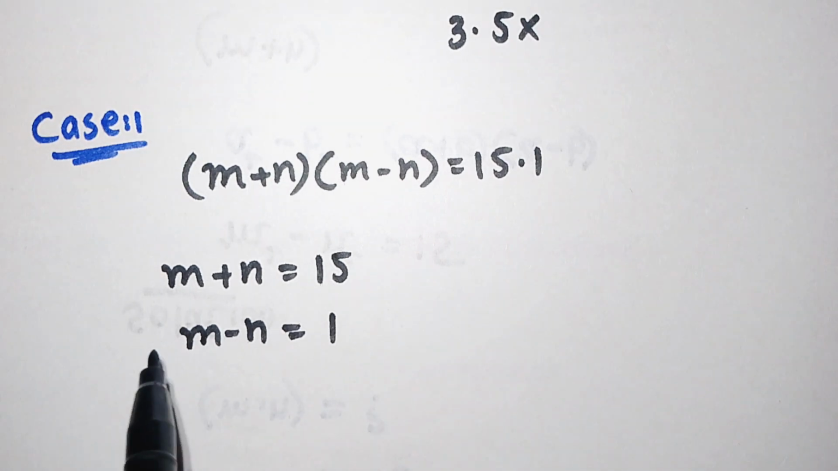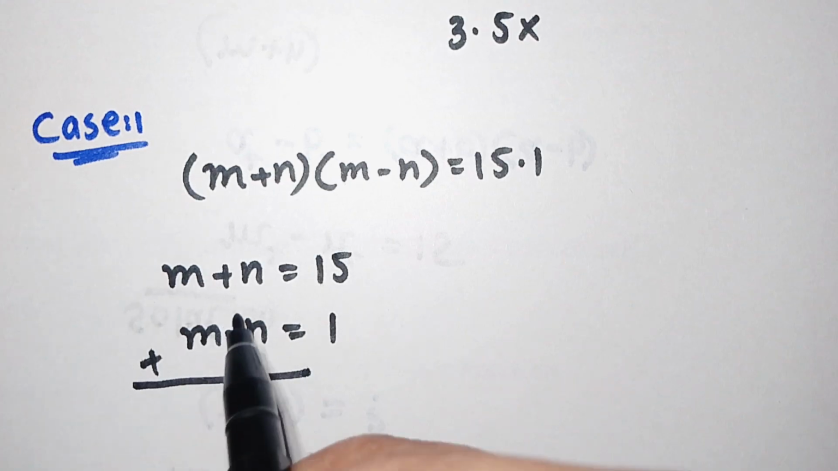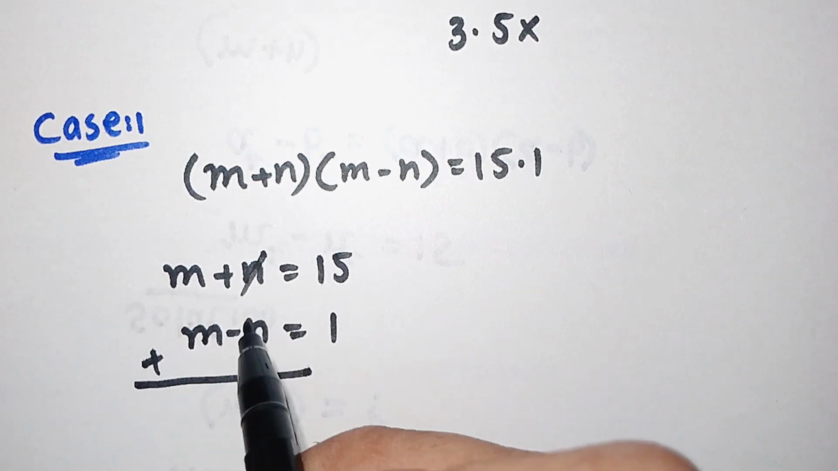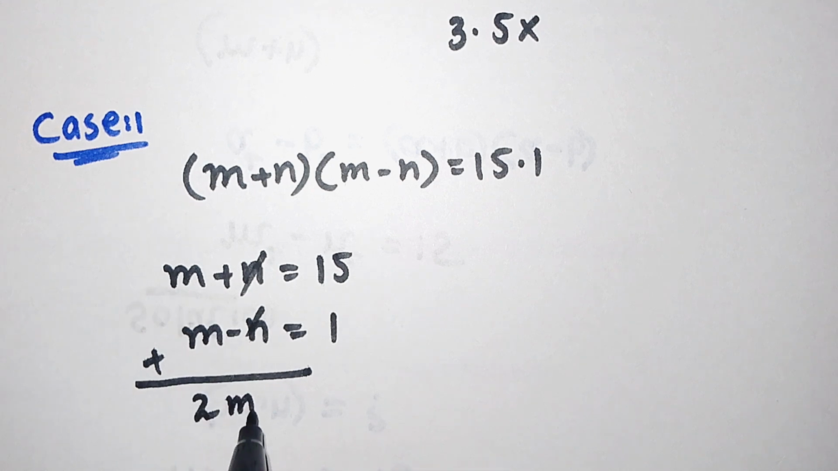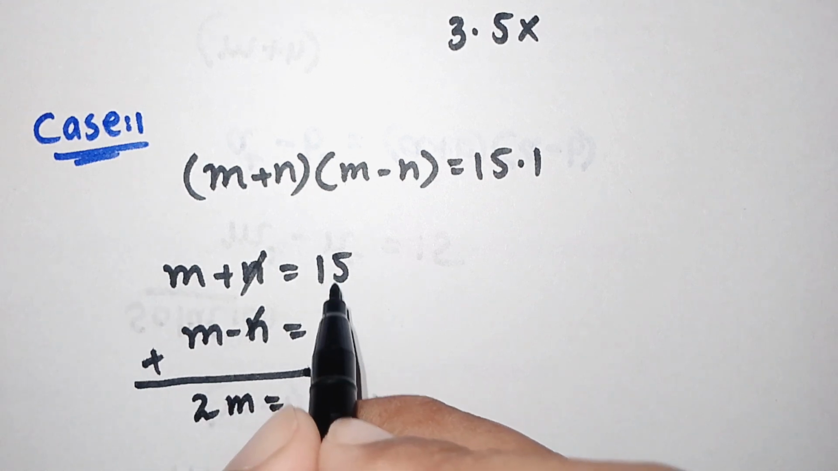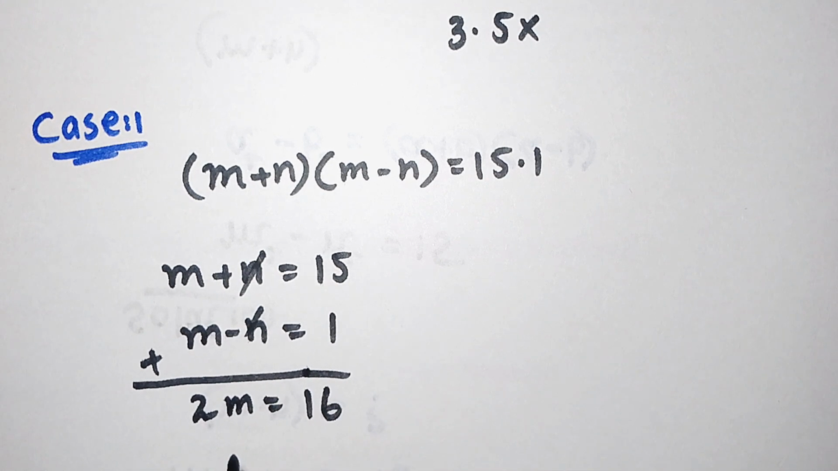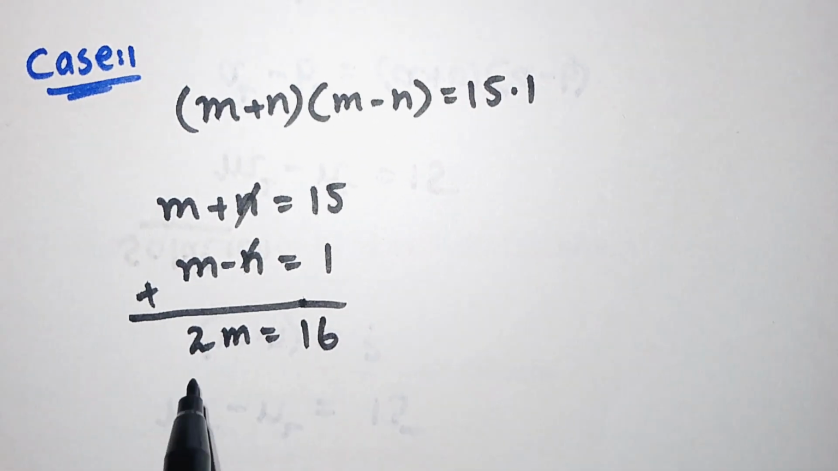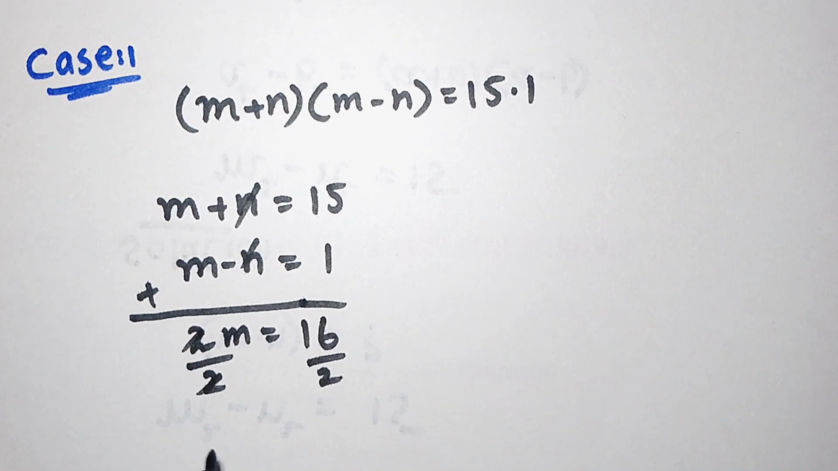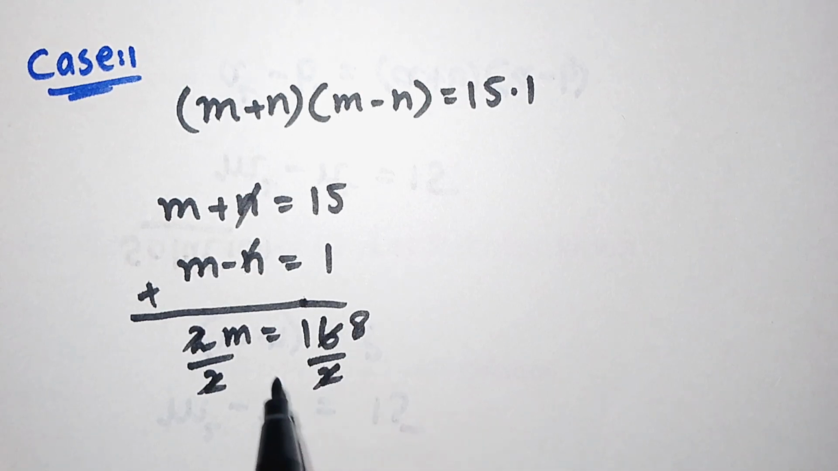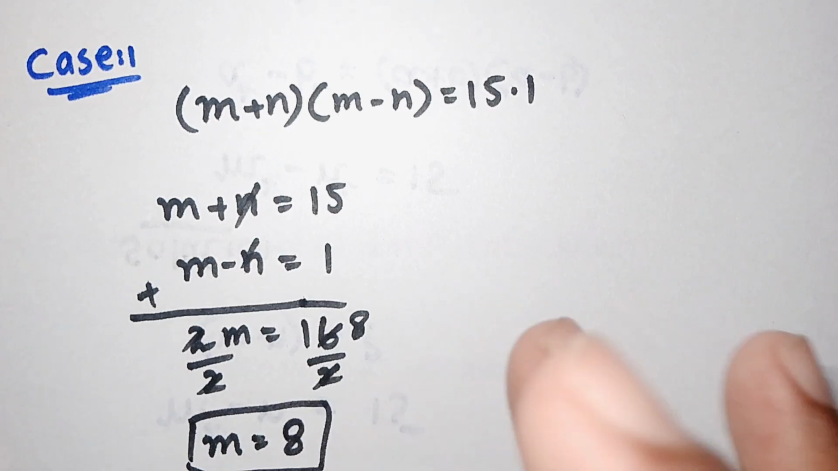Now we have to add these. So here the n cancels, and m plus m is equal to 2m, which is equal to 15 plus 1 is equal to 16. Here we divide this side by 2 and also this side by 2, 2 cancels, 8 times 2 is equal to 16. So here m is equal to 8. So this is the value of m.